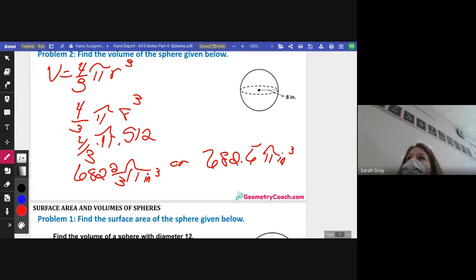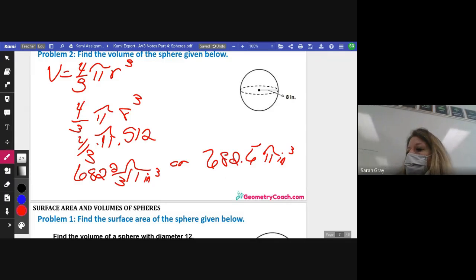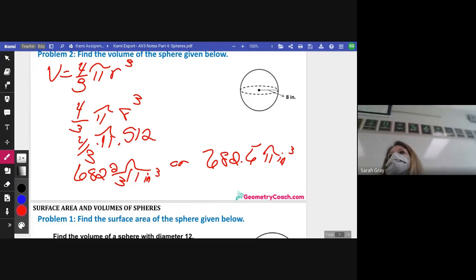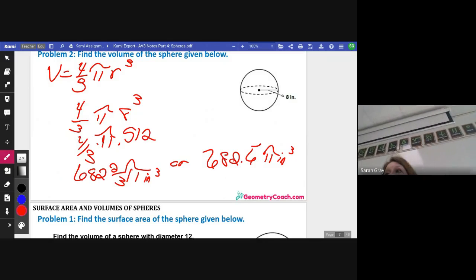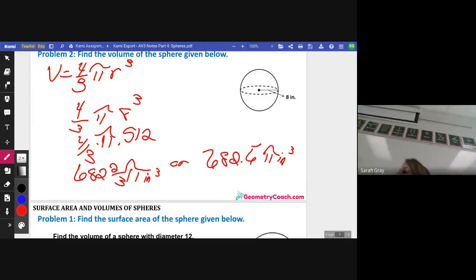So a massive amount. Imagine a beach ball that was 16 inches in diameter. If I multiply that by pi, the amount of 1-inch cubes it would take to fill that beach ball is about 2,100 because I multiplied it by pi. 2,100 1-inch cubes to fill a 16-inch beach ball. That's a lot.